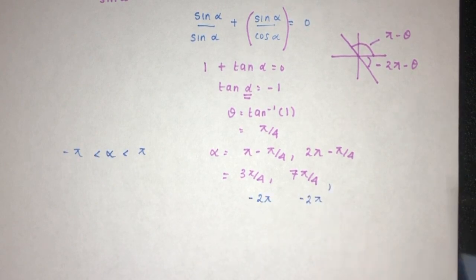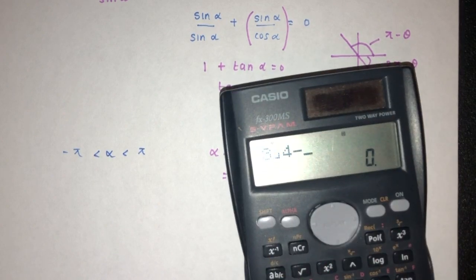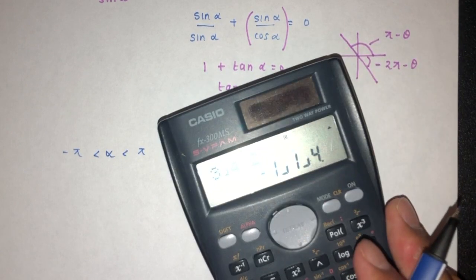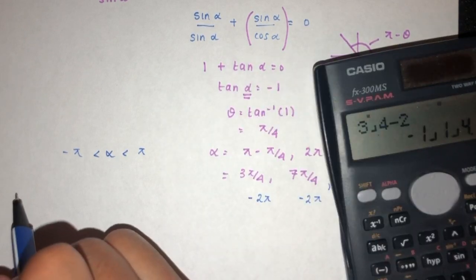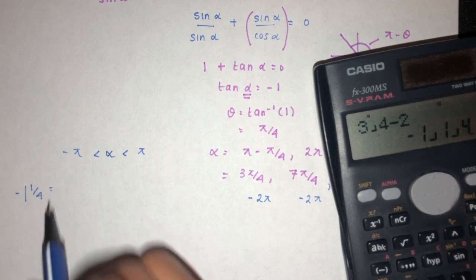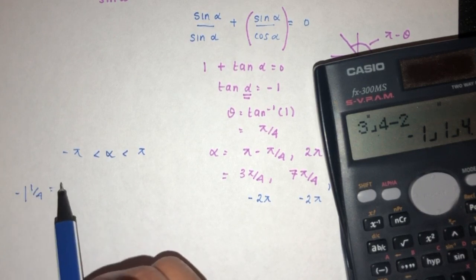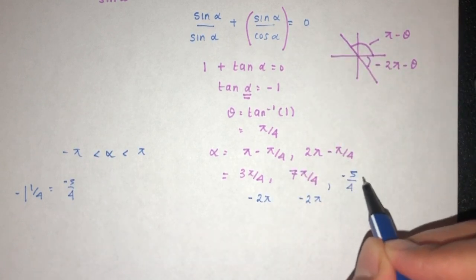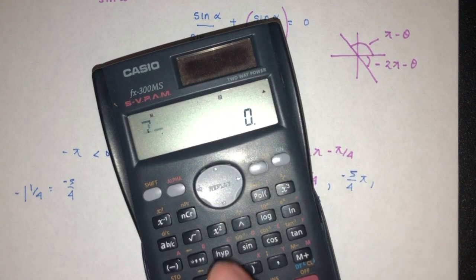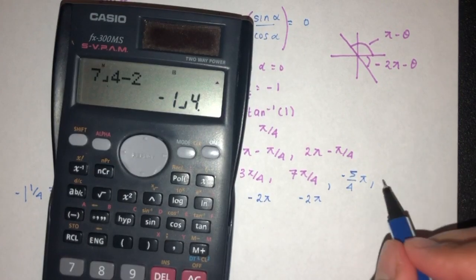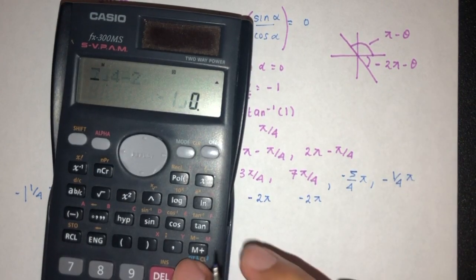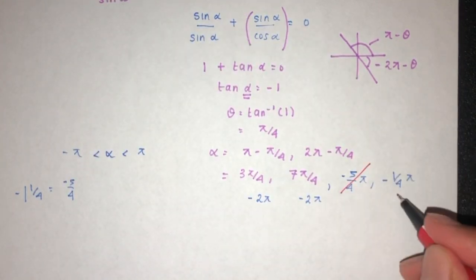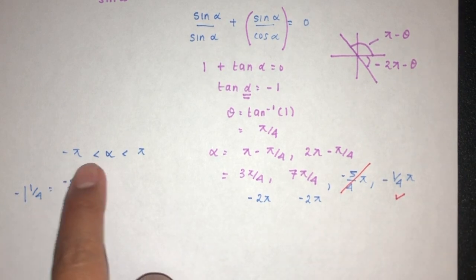Let's see what happens. So 3 over 4 minus 2, that will be minus 5 over 4. If you want to expand the fraction, 1 times 4 is 4 plus 1 is 5. That will be minus 5 over 4 pi. Or it can be 7 over 4 minus 2, that should be minus 1 over 4 pi. As you can see, the first will be outside the range, we don't need this one, but this one will be okay, right? Because it will be in this range.